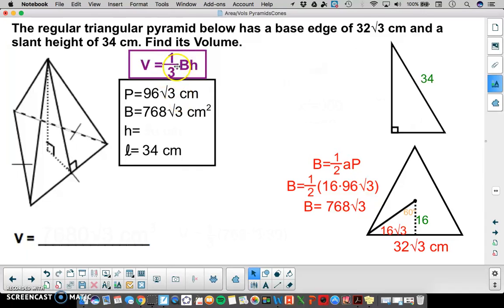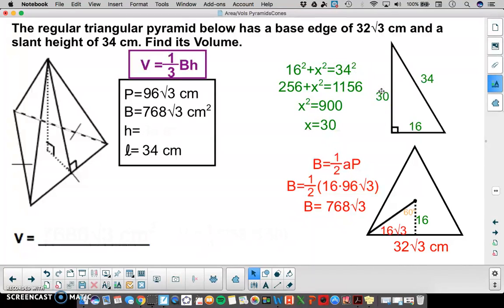In order to find volume, I need to have the height of the pyramid. So I need to solve for this length in my height triangle. I know from my base shape that my apothem is 16, which is this horizontal base in my height triangle. So I use 16 and 34 in the Pythagorean theorem to find the height, which will give me 16 squared plus x squared equals 34 squared. Solving the Pythagorean theorem, we get that our height is 30.